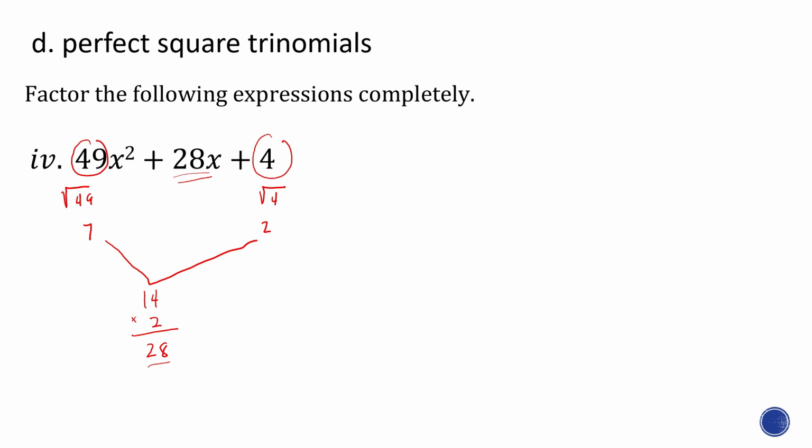So that means this is a perfect square trinomial, which means that the factors are simply 7x plus 2 and another 7x plus 2, which we can rewrite as 7x plus 2 squared.